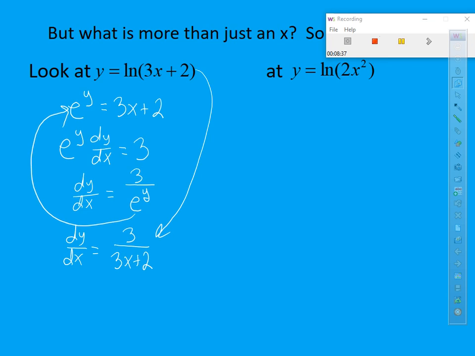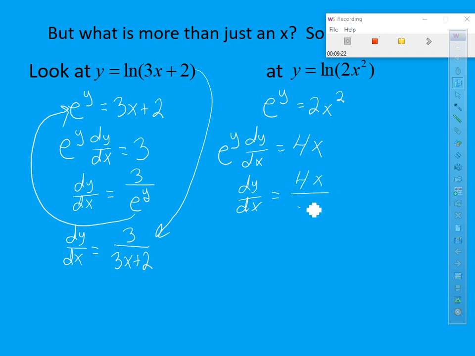I've got y equal the natural log of 2x squared. Once again, let's write it as e to the y equal 2x squared. The derivative of e to the y happens to be dy/dx with the e to the y, equal the derivative of 2x squared, which is 4x. We're going to solve this for dy/dx, so I've got dy/dx is 4x over e to the y.